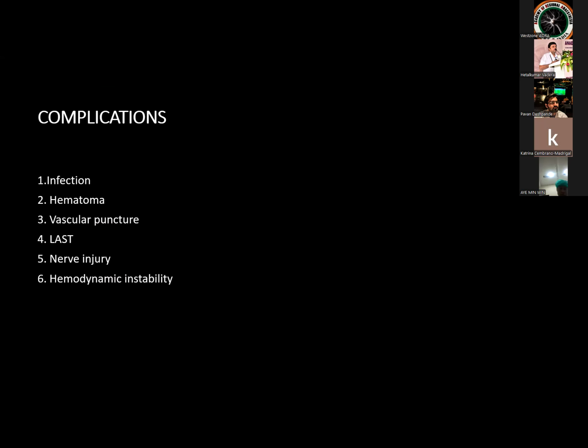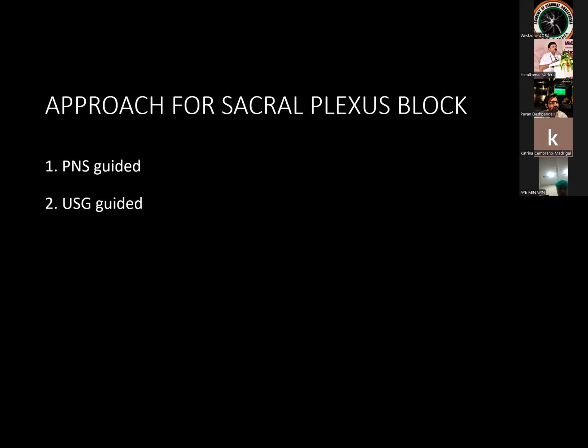Then what are the complications which can occur during the lumbar plexus block? The first are infection and hematoma because of vascular puncture. Then local anesthetic systemic toxicity can happen. Nerve injury can occur if the tip of the needle is not seen properly. And hemodynamic instability can occur because of the spread of the local anesthetic into the epidural or subarachnoid space.